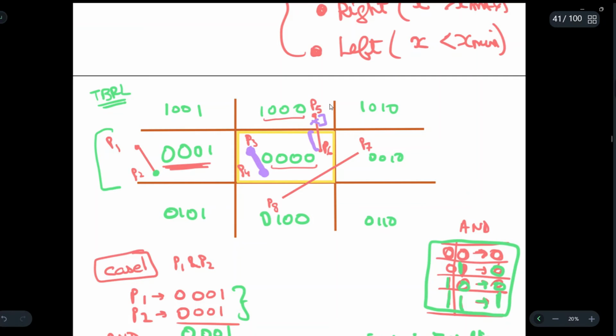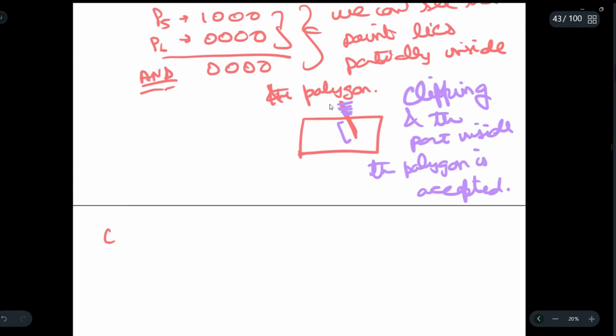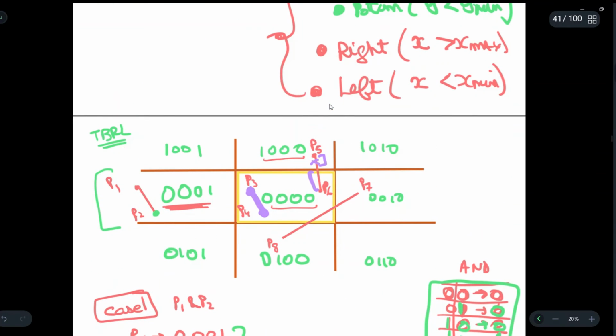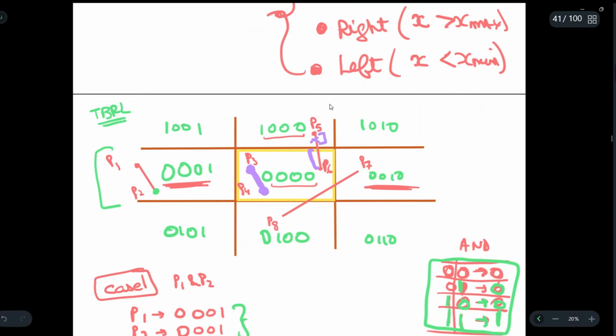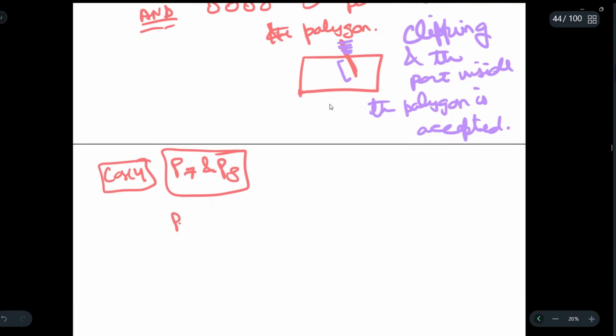Now let us come to the last case. That is our case number 4, in which we will be considering the points P7 and P8. So now let us see what the codes for P7 and P8 are. P7 lies in this quadrant, which has code 0010, and P8 has code 0100. First of all, let us write the codes for P7, which is 0010, and for P8 we have 0100. On applying AND, you will get 0, 0, 0, 0.